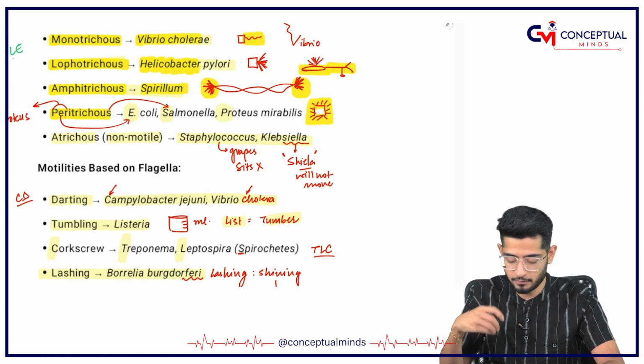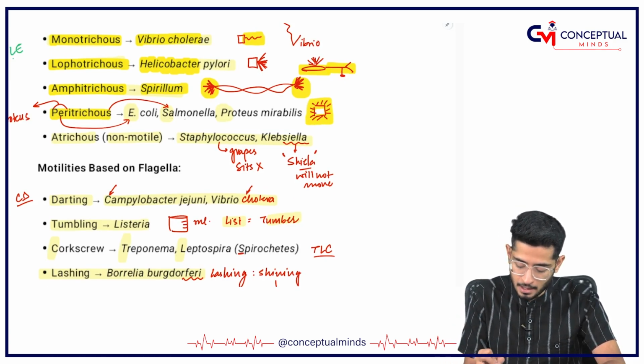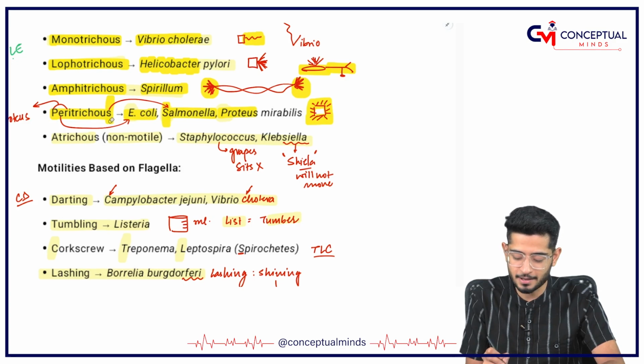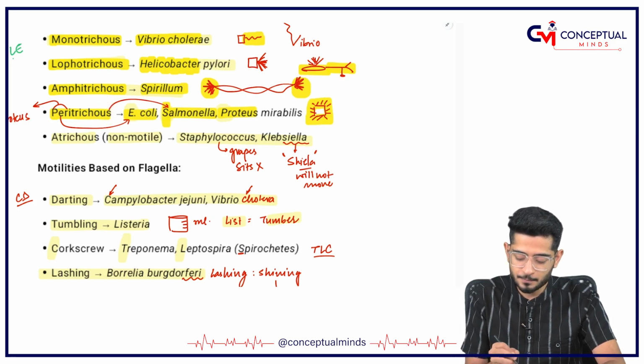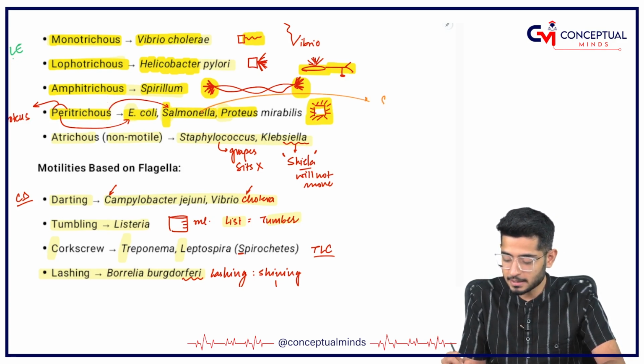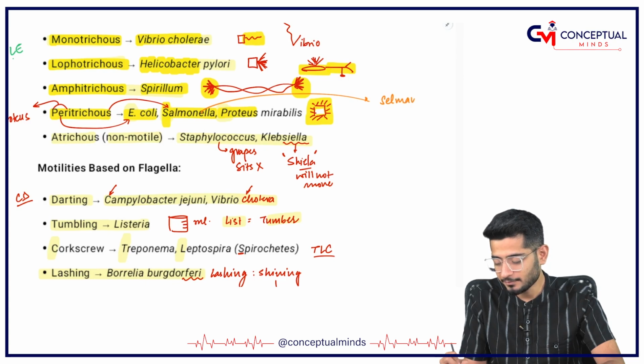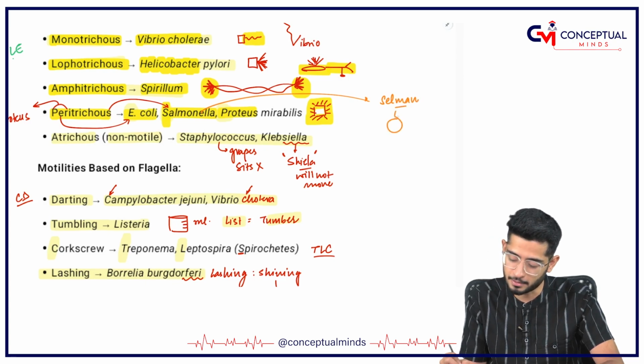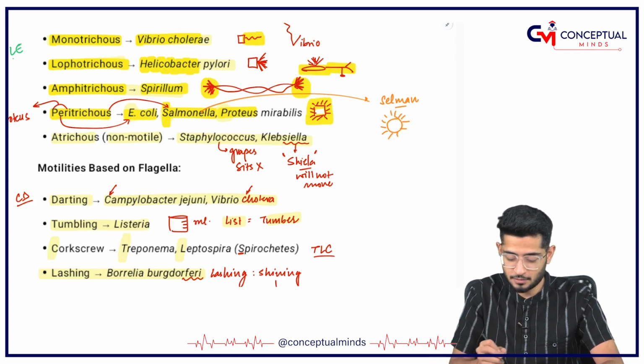Peritrichous, everywhere around. So peri, P and R for Proteus, E for E. coli, and the last S for Salmonella. You can always remember Salmonella has flagella all around. So that's why it is peritrichous.